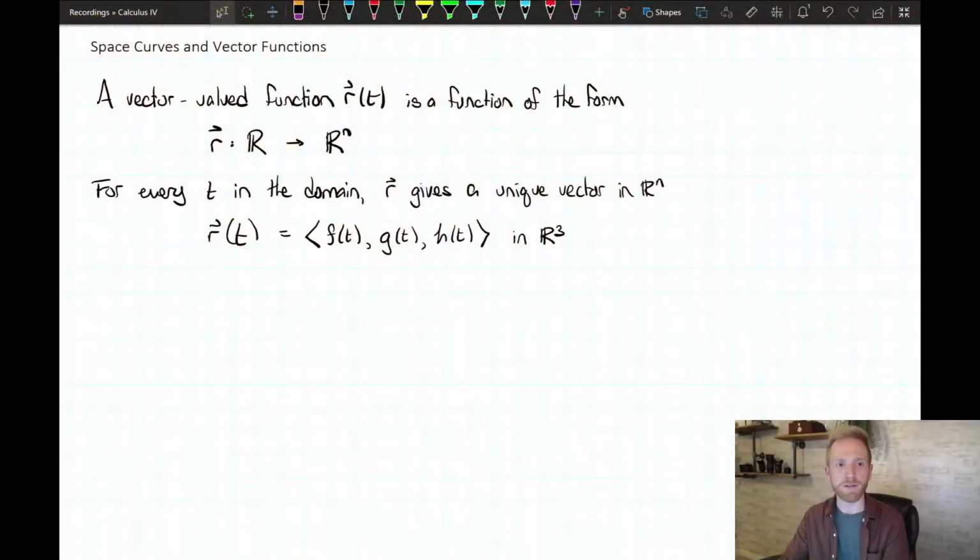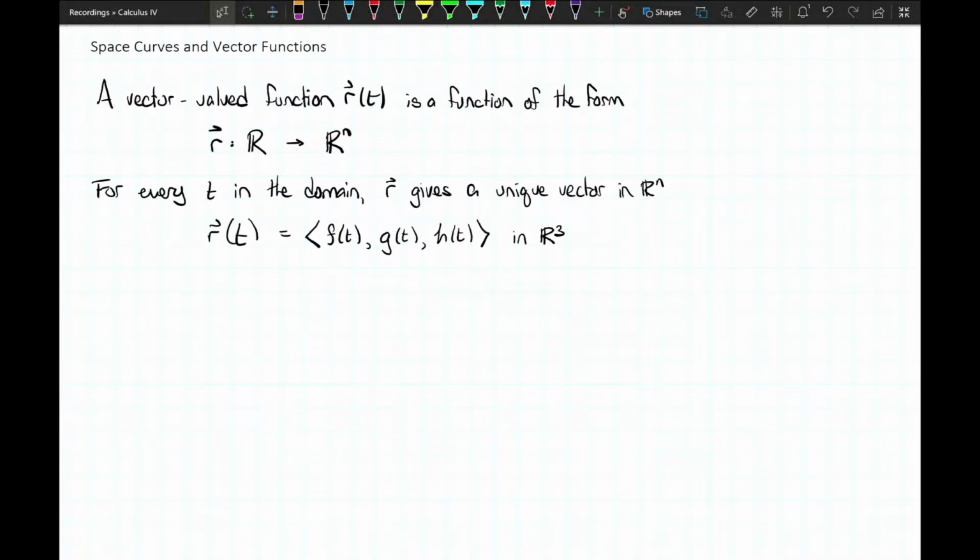Now, once you've got a vector, you can think about that as defining a position. Position can give us points, and when we have a whole series of points in n-dimensional space, then they can form a curve, and we call that a space curve. So let's start off with the definition here for what a vector valued function is and see how that takes us into the realm of space curves.